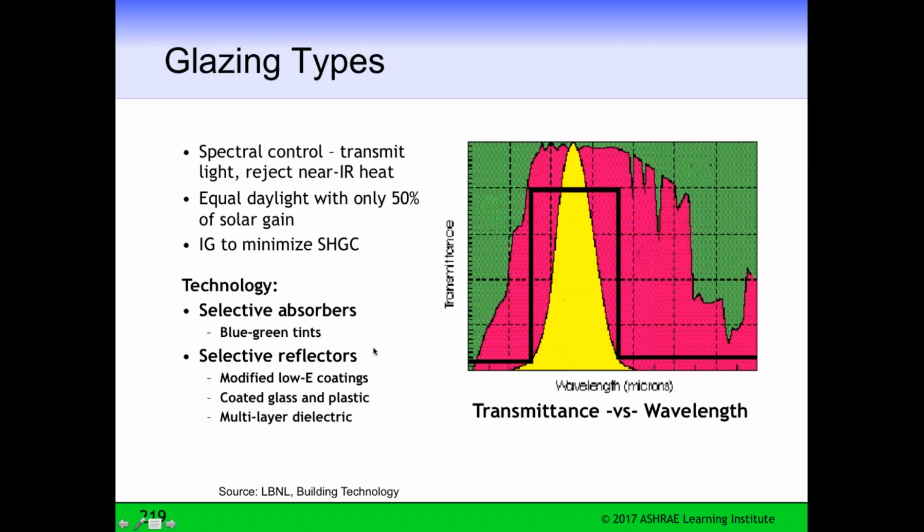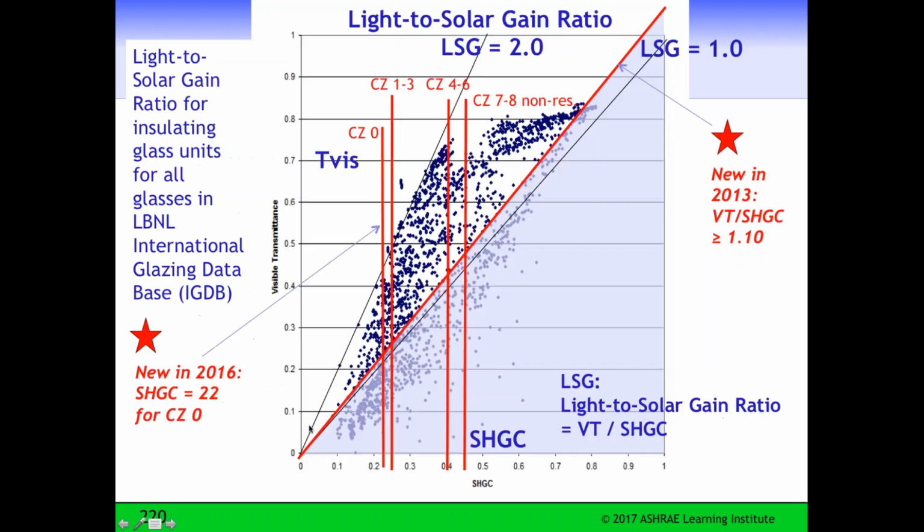Then you have selective reflectors, modified low-E coatings. These have become very widely used and reasonably priced over the last 20 years of standards development. You have coated glass and plastic and multi-layer dielectric. These are all the different versions you have of glazing.